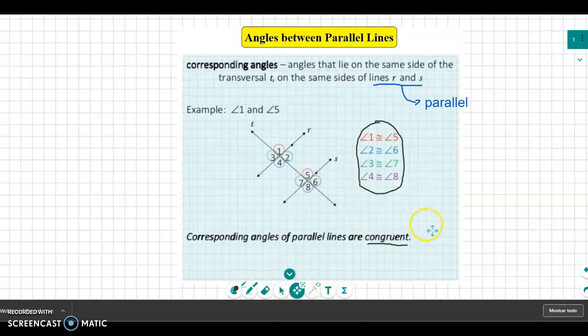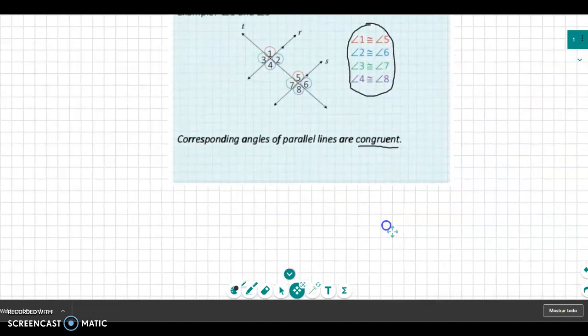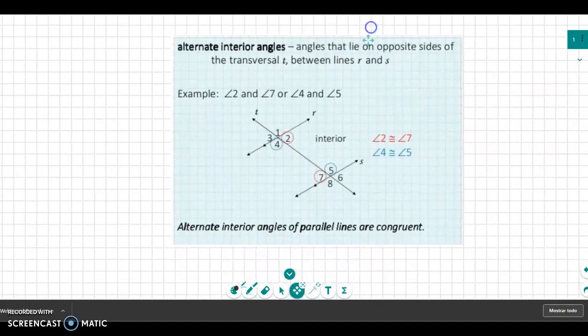Let's see the second type of angles that we have here, and they are alternate interior angles. They are angles that lie on opposite sides of the transversal T, between lines R and S. Remember that lines R and S in this example are parallel lines, so they go in the same direction and never intersect each other. If we check the interior angles, which means those inside the parallel lines, we have angle 2 and angle 7. They have the same value.